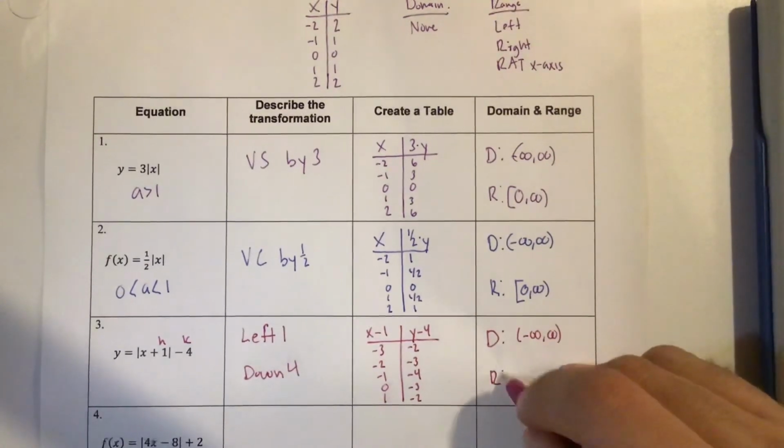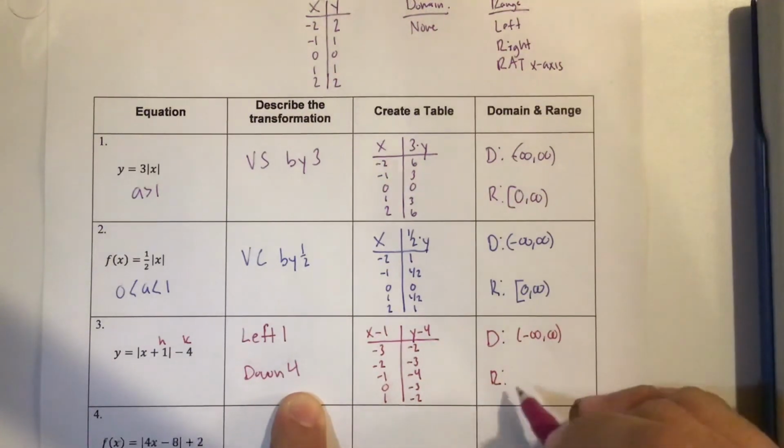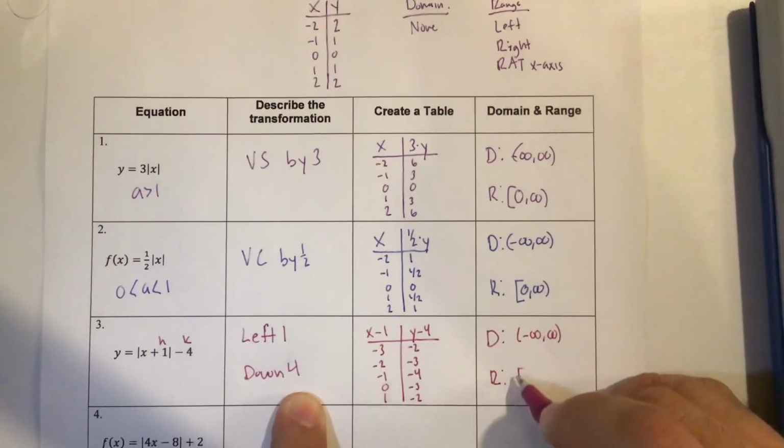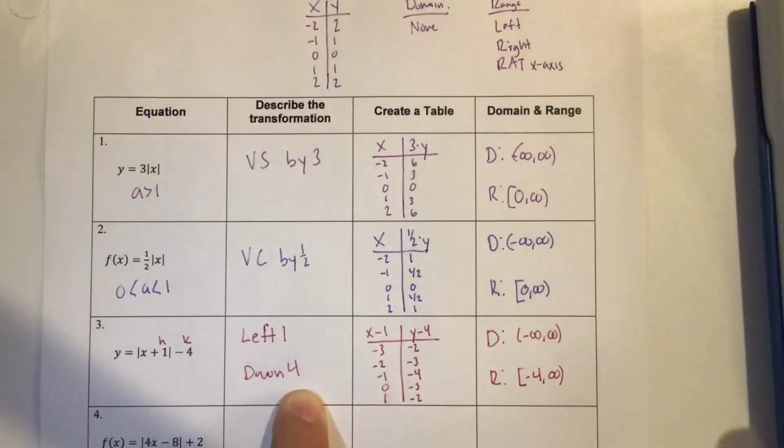My range does change now because since I went down 4 units, instead of starting at the origin 0, 0, it's going to start from -4. And we always include it because it's a bracket there because it's a closed circle. And it still heads up towards infinity because it didn't reflect across the x-axis. If you are curious to see what this looks like, let's take a look here.